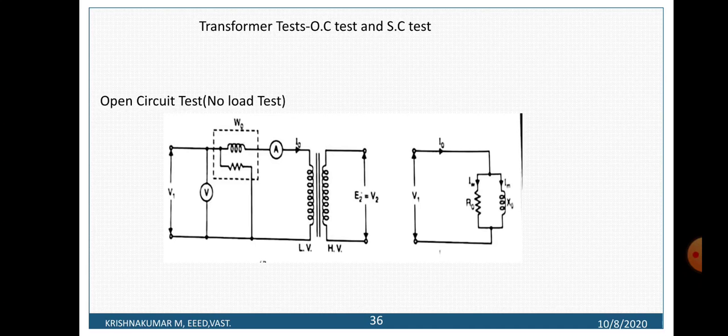And corresponding W0 and I0 we can note. This W0 is equal to no load input power, which is equal to no load loss, which is equal to iron loss of the transformer. So by conducting this experiment, we can determine the no load loss or iron loss of the transformer. Okay, I think it is clear.